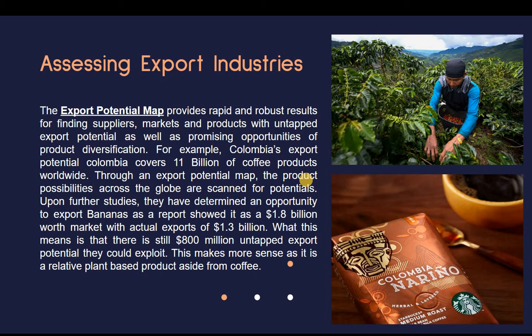Another way of determining export industries is to use the export potential map. This is one of the tools that you can actually use. An export potential map provides rapid and robust results for finding suppliers, markets, and products with untapped export potential, as well as promising opportunities of product diversification. So, for example, Colombia, a country known for its coffee exports, supports 11 billion worth of coffee products worldwide. And through an export potential map, the product possibilities across the globe are scanned for potentials.